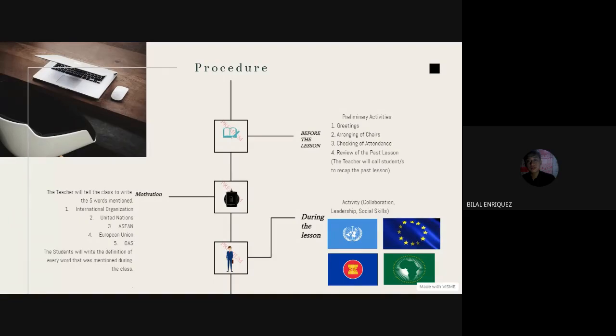To know that they know what the lesson is all about. The motivation. The teacher, me, or Onyx, will tell the class to write the five words mentioned: the International Organization, United Nations, ASEAN, the European Union, and the OAS. The students will write the definition of every word that was mentioned during the class.